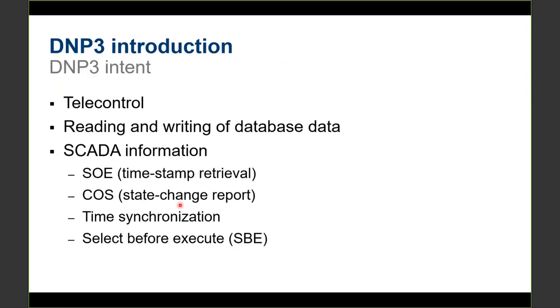DNP has support to select before execute controls, or SBO, select before operate, the same meaning. And in this SBO, select before operate means before sending a control, the master station sends a message to the slave station to select the digital output or to reserve the digital output.